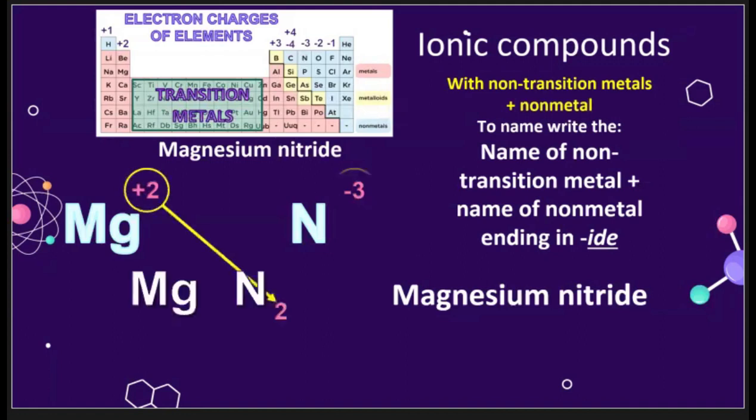Cross charges. We can write the chemical formula for magnesium nitride as Mg3N2. The 3 subscript of magnesium indicates that nitrogen has 3 charge or negative 3 charge, and the subscript of nitrogen indicates that magnesium has positive 2 charge. So the chemical formula for magnesium nitride is Mg3N2.